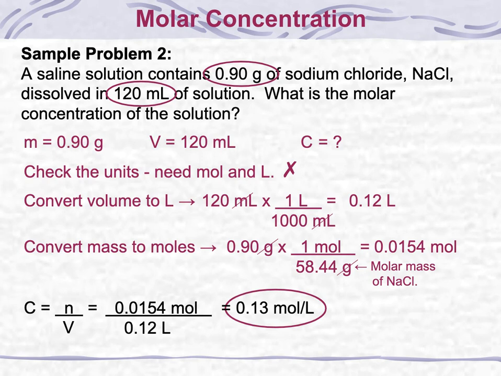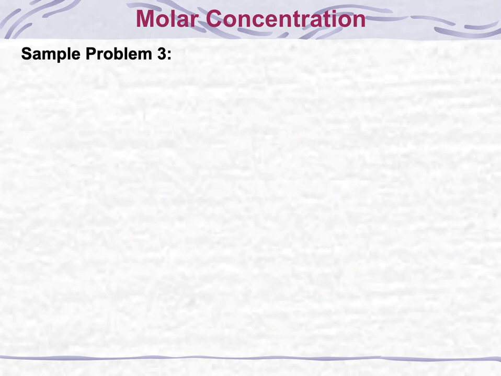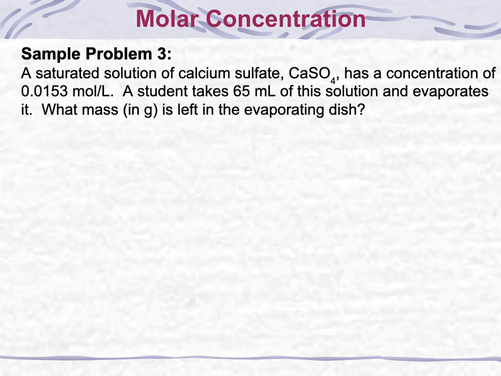We can also use this formula, C equals N over V, to solve for other unknowns. So let's look at another sample problem. A saturated solution of calcium sulfate, CaSO4, has a concentration of 0.0153 moles per liter. A student takes 65 milliliters of this solution and evaporates it, so removes all of the solvent, all of the water. What mass in grams is left in the evaporating dish?